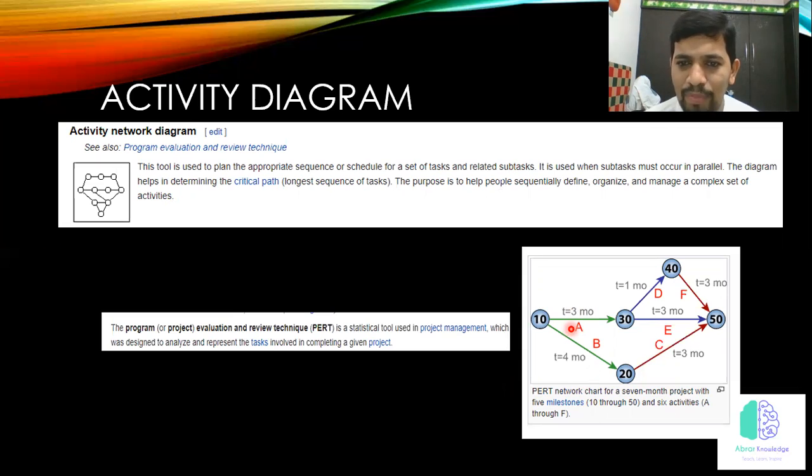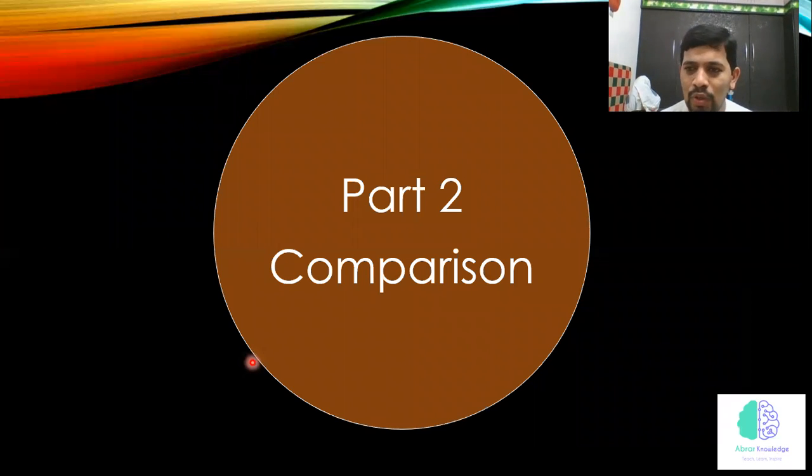The purpose is to help people sequentially define, organize, and manage a complex set of activities. A little bit of this term is called Program or Project Evaluation Review Technique, PERT, a statistical tool used in project management, which was designed to analyze and represent the tasks involved in completing a given project. So I hope all these 7 tools are very useful to you.